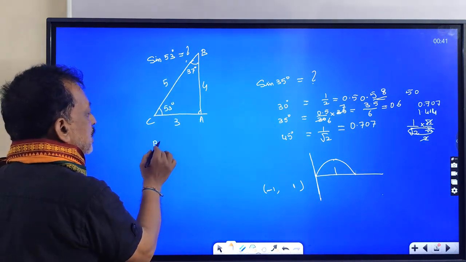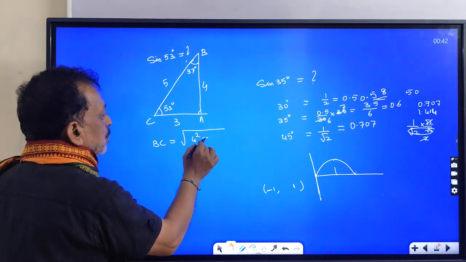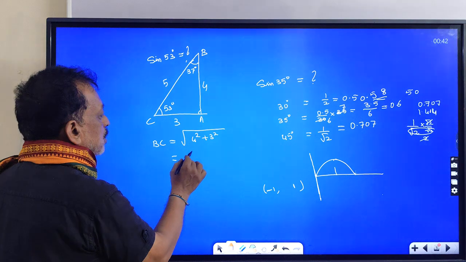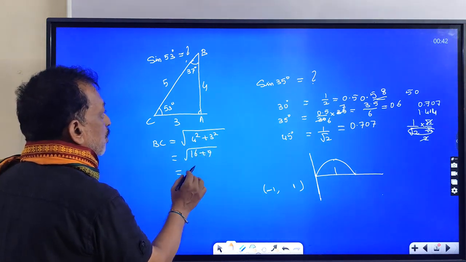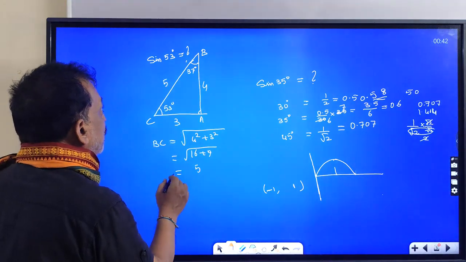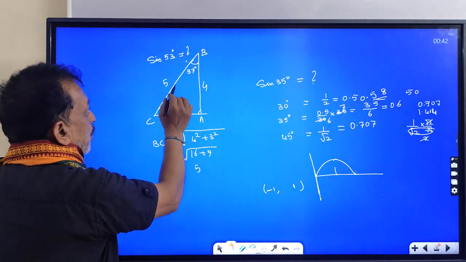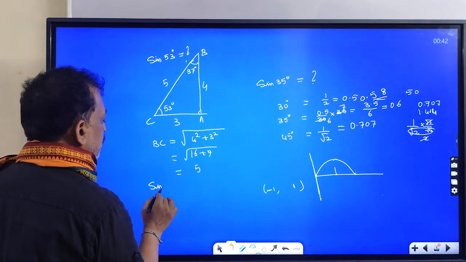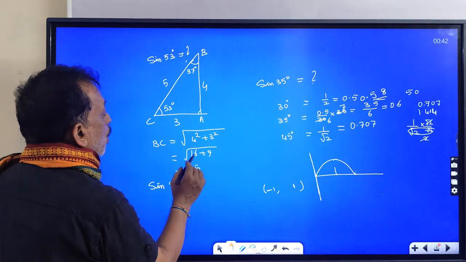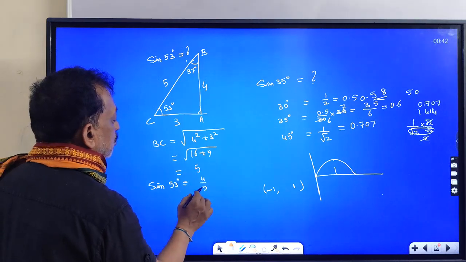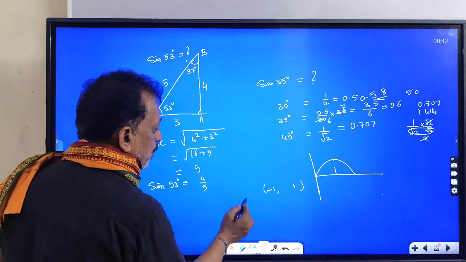So BC is equal to square root of 4 squared plus 3 squared. That is equal to 16 plus 9, which is automatically 5. Now I want to find sine 53. Sine 53 is opposite side by hypotenuse. So sine 53 is equal to opposite side 4 by 5. This is exactly what you are going to get.